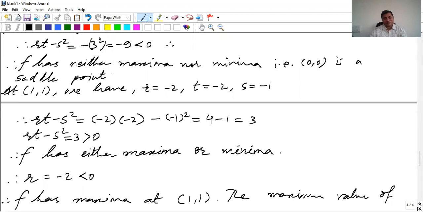Sir, such questions are lengthy. Will they be asked for higher marks? Yes, definitely. They can be asked. See, I have purposely chosen the lengthy example so that you can have the maximum combinations of points. There may be examples with only 1 or 2 points also.